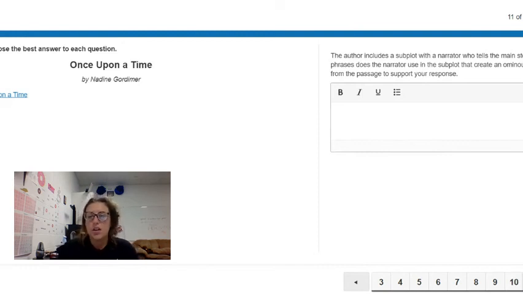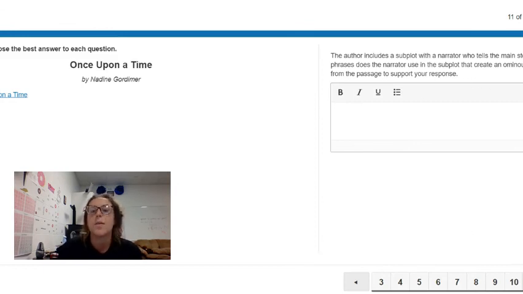Okay, and then number 11 and number 12. The author includes a subplot with a narrator who tells the main story. What words and phrases does the narrator use in the subplot that create an ominous mood? Okay, first of all, ominous. It's like not so much creepy, but like a threatening, like you get this feeling that something bad will happen. So usually when we say the word ominous, we're talking about texts like Edgar Allan Poe and things where somebody's going to die or something bad is going to happen, right?